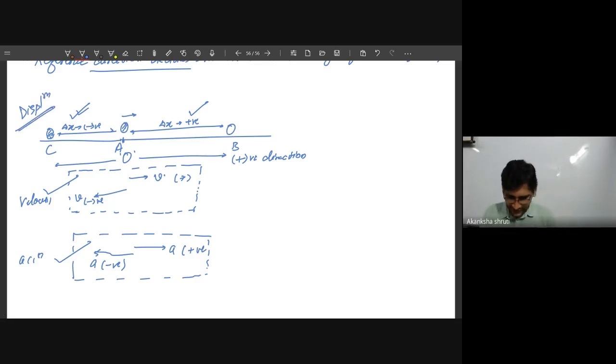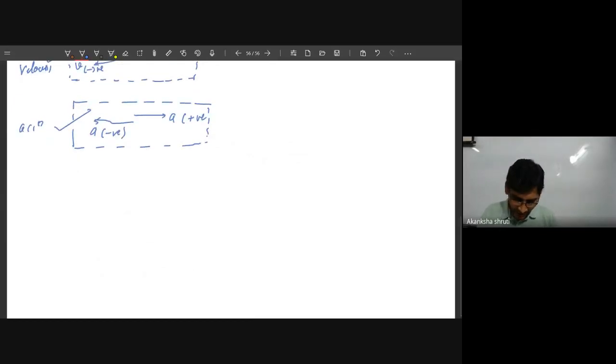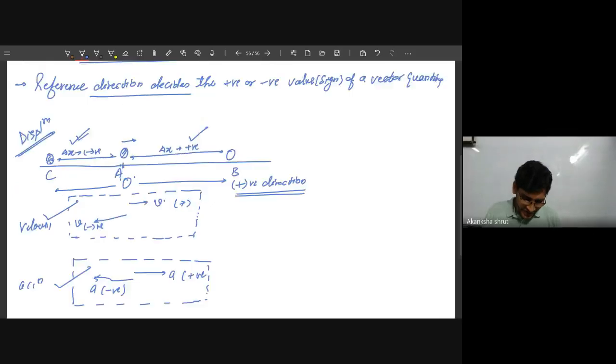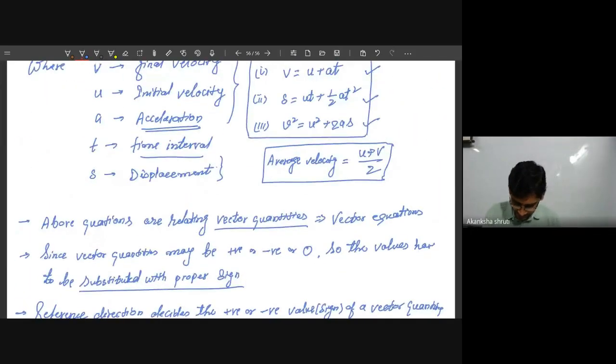So when positive, when negative: if it is in the direction of motion, or the direction which we have taken as the positive direction, in that direction that quantity is taken as positive. If opposite, then it is taken as negative. Student, we will learn when it is positive, when it is negative. So accordingly, the kinematic equation also gets modified. If a value is 0, then in this we can substitute this 0 also.